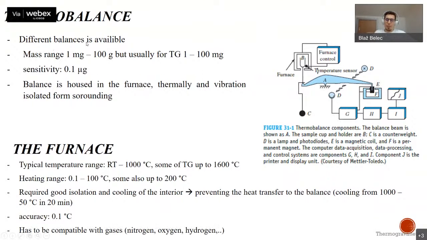So as I said, the core of the TG instrument is the thermal balance. We have different balances available now on the market. The mass range is from 1 milligram to 100 grams, but modern high resolution TGs measure also from 1 to 100 milligrams. Sensitivity is 0.1 microgram. So the balance is housed in the furnace and is also thermally and vibrationally isolated from the surroundings.